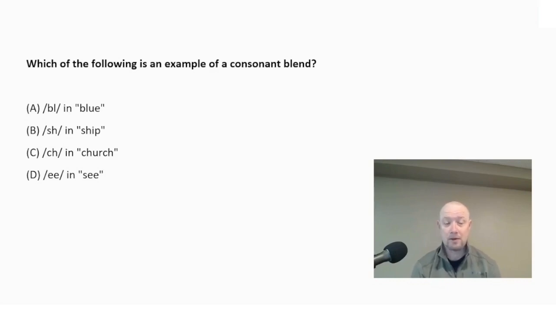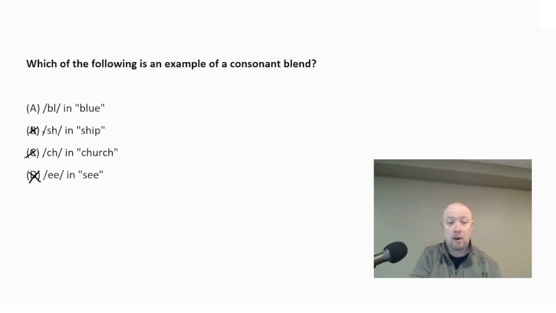All right, so the first thing I'm going to eliminate here is choice D because those are vowels, so that is not a consonant blend. So when we talk about a consonant blend, we're putting consonants together, but they're not losing their individual sounds. So for example, in ship, choice B, the S and H becomes the sh sound. And in church, the CH becomes a ch sound. So they lose their individual sounds.